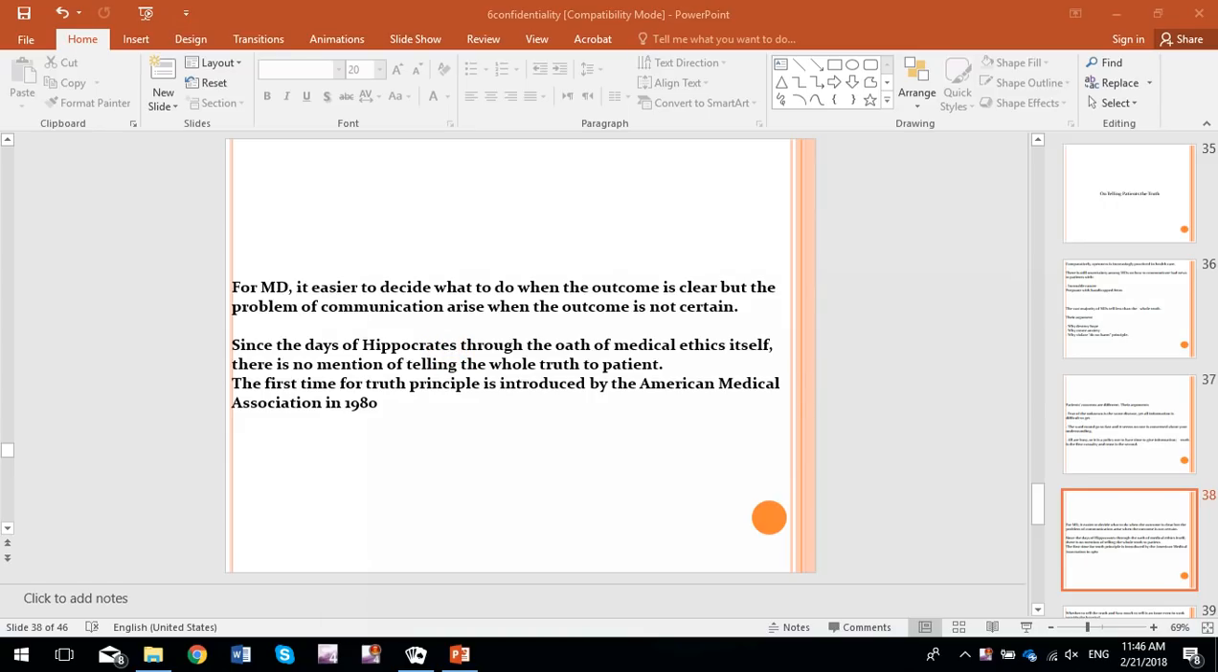For the physician, it is easier to decide what to do when the outcome is clear. But the problem of communication arises when the outcome is not certain. From the physician's point of view, if he has the whole truth or all the information, like you have appendicitis and you need surgery, this is well known. Now, medicine is the science of probability. So nobody is 100% certain of what goes on, even regarding the provisional diagnosis or the outcome of any medical treatment. And this is where the problem of communication arises, when you don't have all the information related to the disease, diagnosis, or the outcome of the treatment.